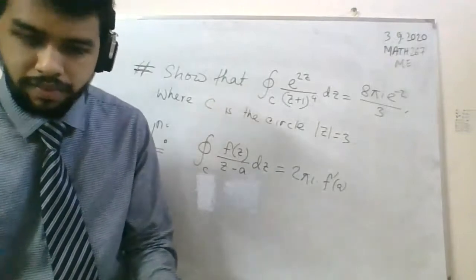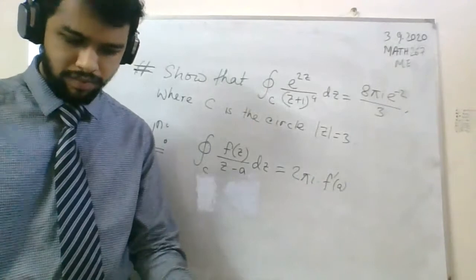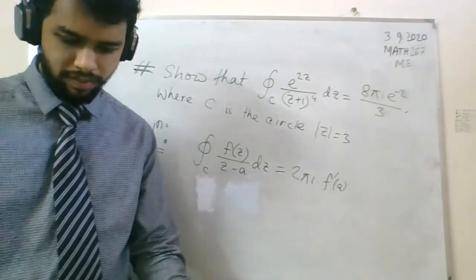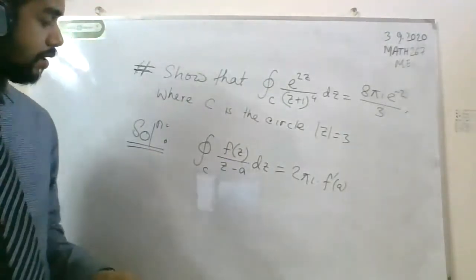Sir, f to the power n of a is equal to n factorial by 2 pi i closed integral f of z divided by z minus a to the power n plus 1, where n is equal to 1 to 3.